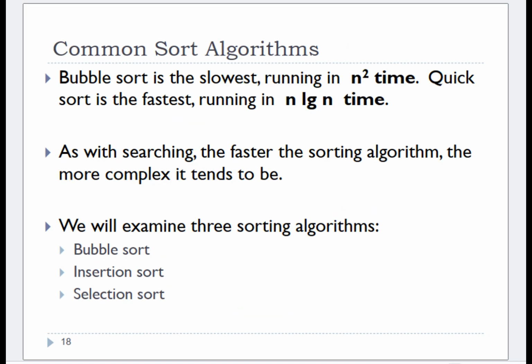Common sort algorithms. Bubble sort is the slowest, running in n^2 time. Quick sort is the fastest, running in n lg(n) time. As with searching, the faster the sorting algorithm, the more complex it tends to be. We will examine three sorting algorithms: bubble sort, insertion sort, selection sort.